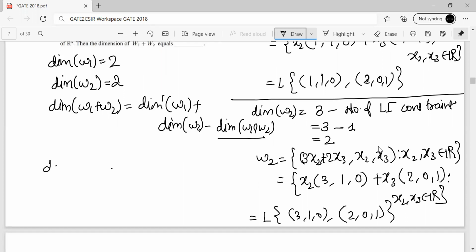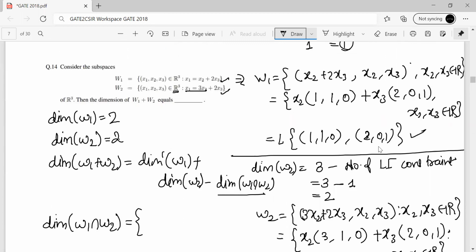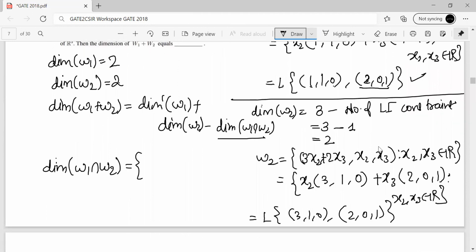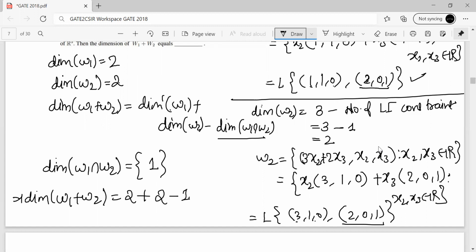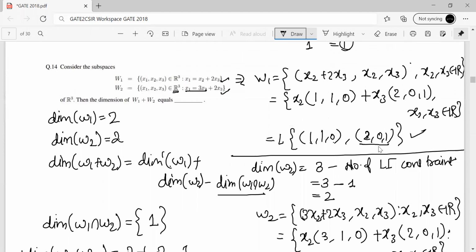And now, if I want the dimension of W1 intersection W2, that means I want those elements which are common to both the bases. L1 has 1, 1, 0 and 2, 0, 1, and L2 has 3, 1, 0 and 2, 0, 1. So this vector 2, 0, 1 is common. That means the dimension of W1 intersection W2 is just 1, because there is only one vector common among them. So now, nicely apply the formula. The dimension of W1 plus W2 will be: dimension of W1 is 2, dimension of W2 is also 2, minus the dimension of W1 intersection W2, which is 1. So I get 2 plus 2, 4, minus 1 is 3. So the answer would be 3.